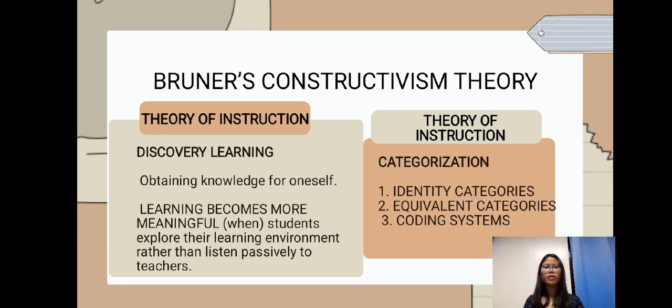Categorization. We have first the identity categories, the equivalent categories, and last is the coding system. Bruner's categorization describes how learners organize information by grouping similar items. This involves three aspects: the identity categories, which are identical items; the equivalent categories, items sharing some characteristic; and last is the coding system, which is a system for representing categories and their relationships. Effective learning depends on the ability to form and manipulate these categories.